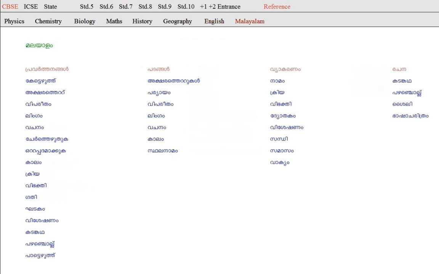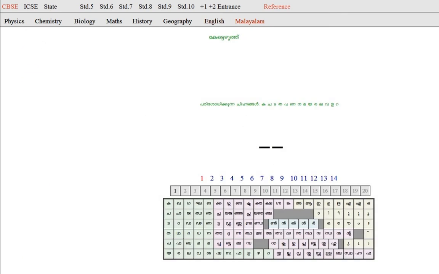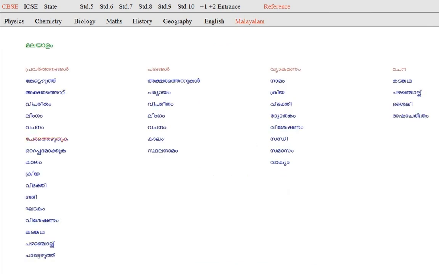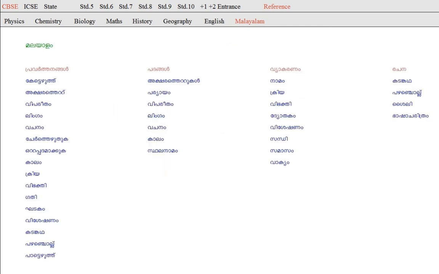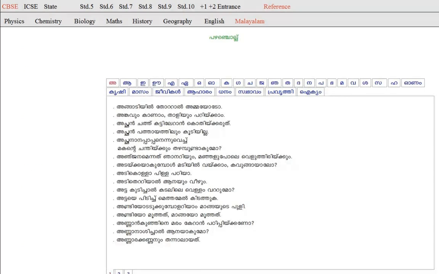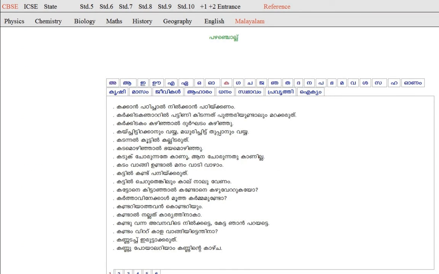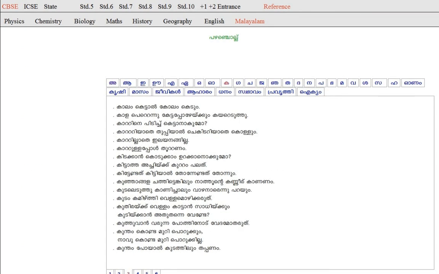And in Malayalam, Kala, you can just type on the keyboard here to write it. Rachana. It is very extensive, and you even have this Kadankatha and Paranjali, pages of it, starting with Ka.